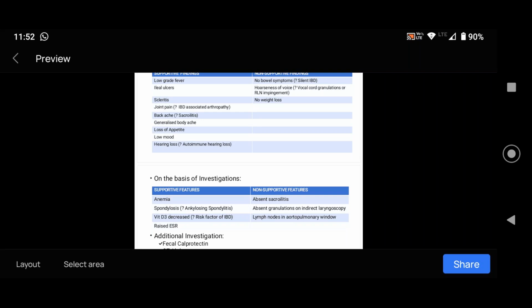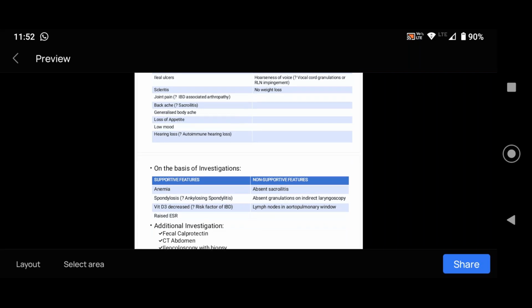Spondylosis: could it be that the patient is having some form of ankylosing spondylitis associated with it? I was doubtful about it. The patient had decreased vitamin D3 level, which is considered a risk factor for inflammatory bowel disease. And the patient also has elevated ESR. But the feature which does not go against it in the investigations is the backache, which we thought initially to be of sacroiliitis; there was no sacroiliitis there.